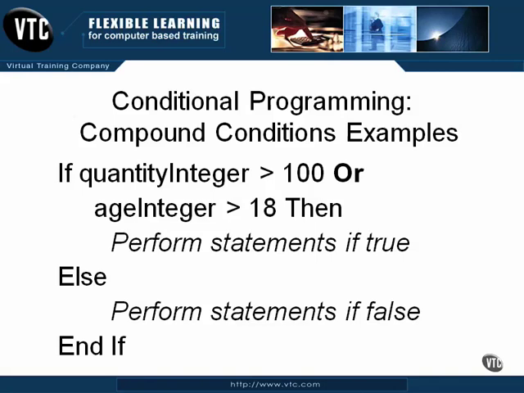Take the same statement, but using an OR operator instead of AND. This if-then statement would be considered true if either of these singular conditions is true. That is, if the quantity integer is greater than 100, it makes no difference what the age integer value is, because one of the two conditions has already been met. Likewise, if the quantity integer is not greater than 100, but the age integer is greater than 18, then the if-then statement is considered true also, and the statements placed immediately after the if-then statement would be executed.